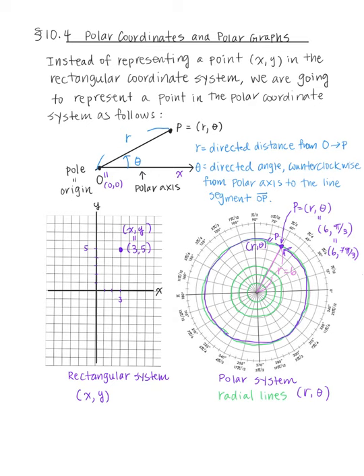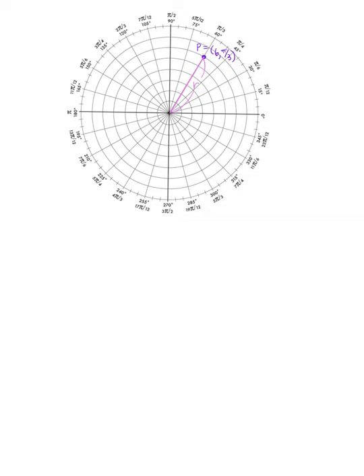So (6, pi over 3) and (6, 7 pi over 3) represent the same exact point. Again, in the polar coordinate system, we can represent a point in infinitely many ways, whereas in the rectangular system there is one and only one representation for point P. Now let's analyze this a little bit more.